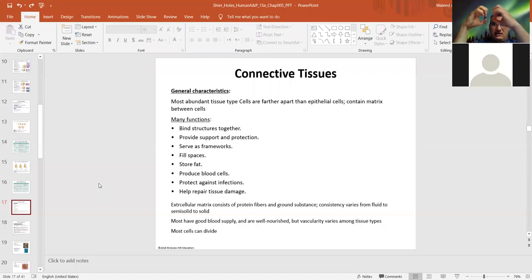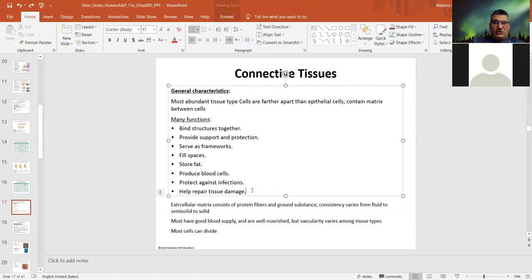So if this is one cell and this is one cell, what's connecting them, what's in between the cells, is always connective tissue. The functions here are very important to remember. What are the functions of the connective tissue? Number one, to connect, which is bind. Support and protection, like the bone is connective tissue. The cartilage is connective tissue. The fat is connective tissue. The blood is connective tissue. So it's filling the space, it's storing fat.